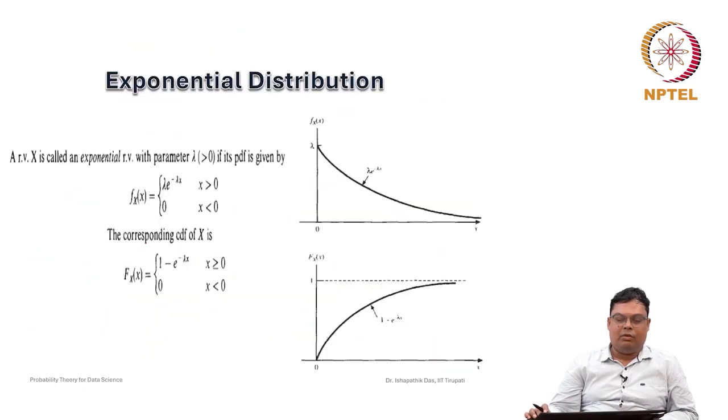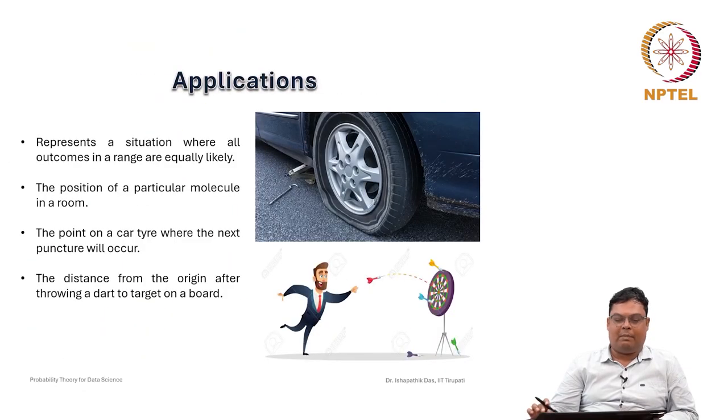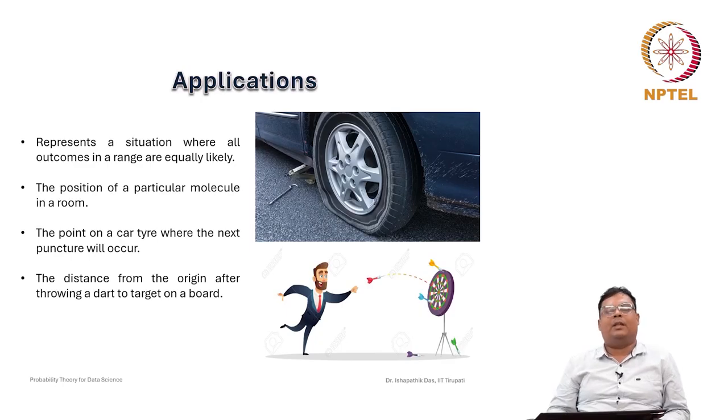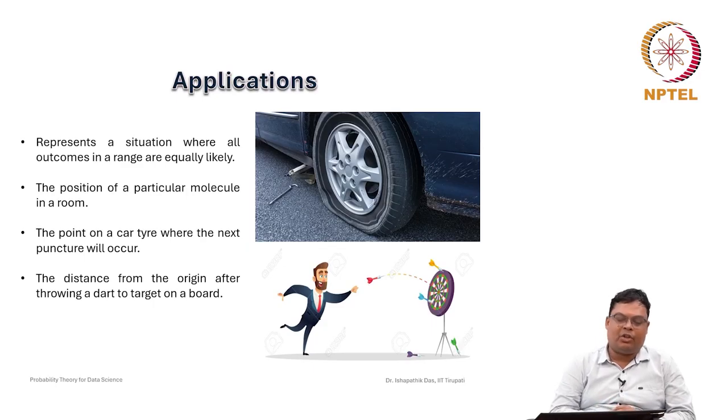So what are the uses of this random variable? This is the application. It represents a situation where all outcomes in a range are equally likely. We do not have any preference or any kind of more weightage we can give. We do not know that some portion is more possible than the other. In that case we say that it is a uniform distribution. For example, the position of a particular molecule in a room. We do not know which position is favorable, so that is why it is uniform.